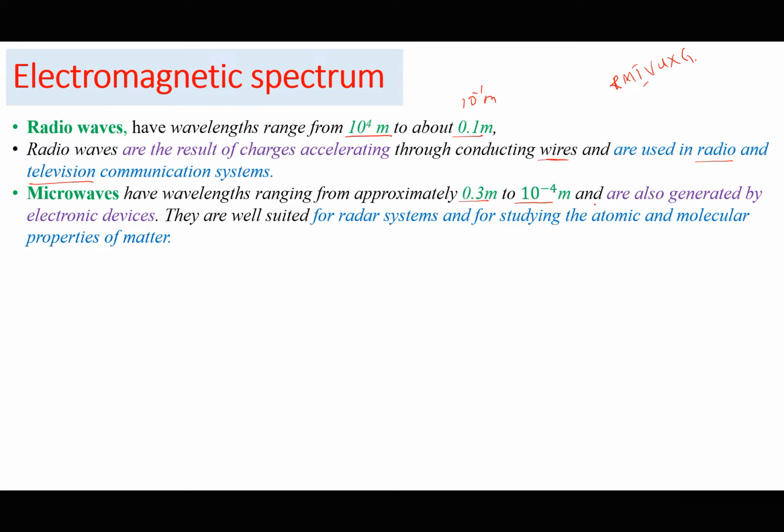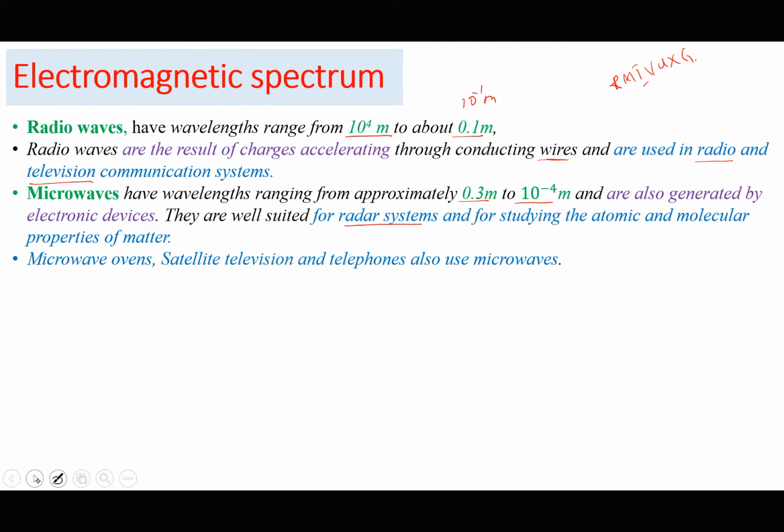These ones are also generated by electronic devices, where they are, of course, accelerating charges. They are also suited for radar systems. We saw this under the Doppler effect, where microwaves are used to track satellites, to track planes, and so forth. They are used for radar systems and for studying atomic and molecular properties of matter, including other applications such as microwave oven cooking.